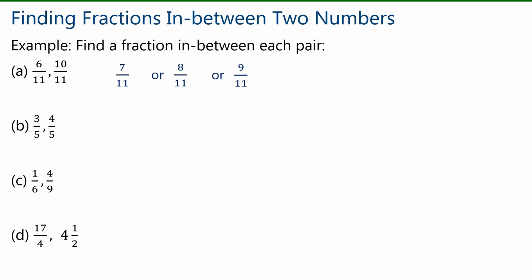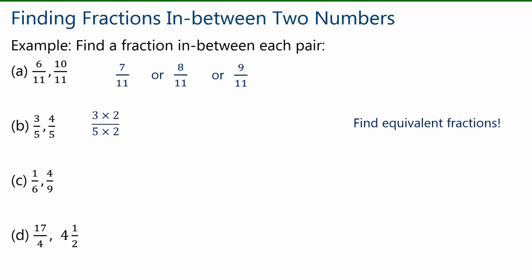Now B is a little bit more difficult because I have 3 over 5 and 4 over 5. There is no whole number between 3 and 4. So what we've got to do in this case is find equivalent fractions. You can multiply 3 over 5 and 4 over 5 by any number. So I'm just going to multiply it by 2 to make it easy.